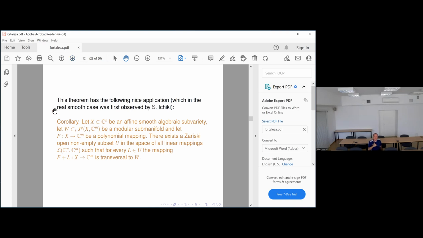And to apply Mather's theorem, we need the following theorem, which was first observed in the real case by Ishiki, and we generalized this to the complex case. Let X be a smooth affine subset of C^n, and W be a modular submanifold of the space of some multijets, and let F be a polynomial mapping. Then there exists a Zariski open non-empty subset U in the space of all linear mappings, such that for every L in U, the mapping F plus L is transversal to W. That is, we can simply deform the mapping a little by adding a linear mapping such that it automatically satisfies this transversality condition.